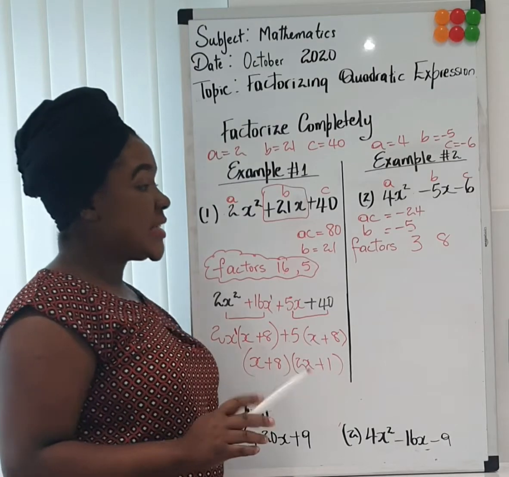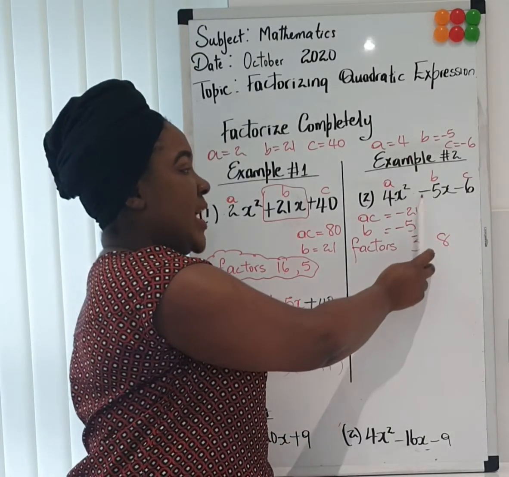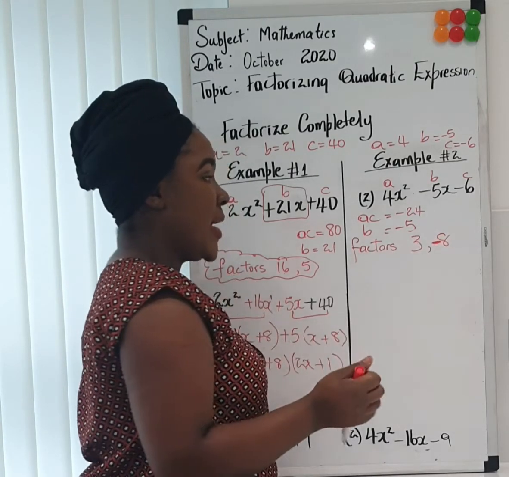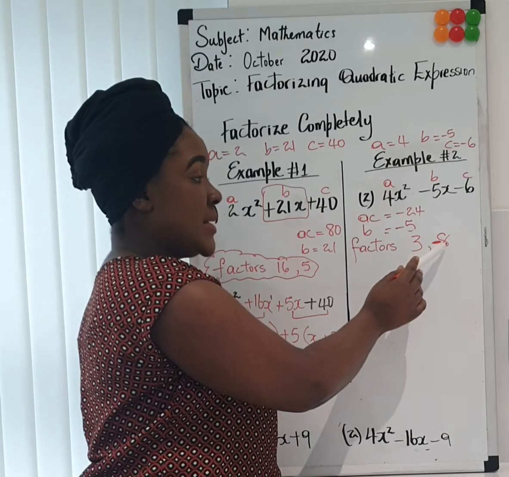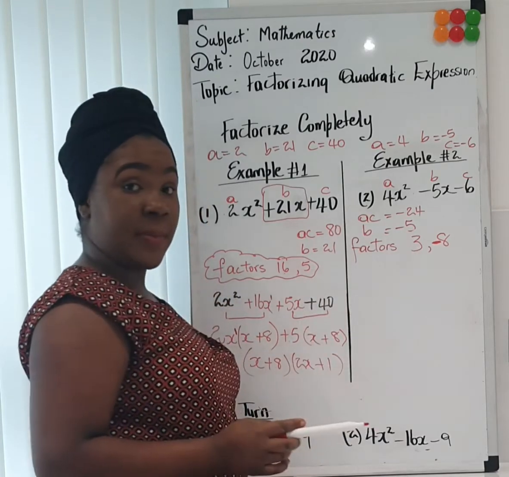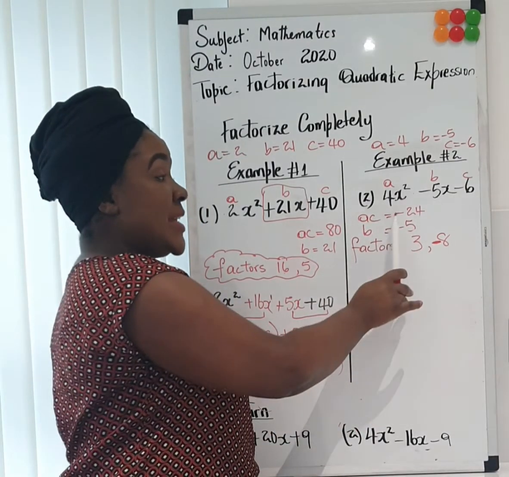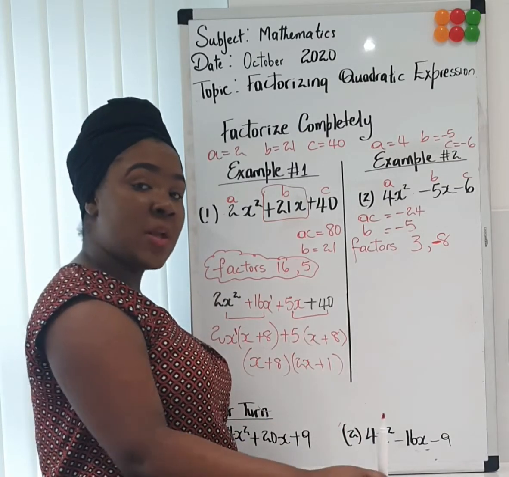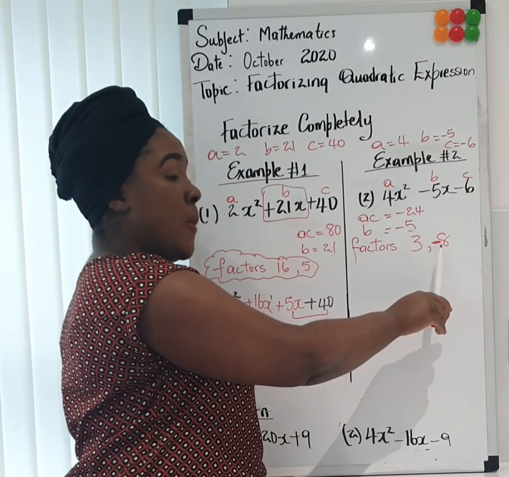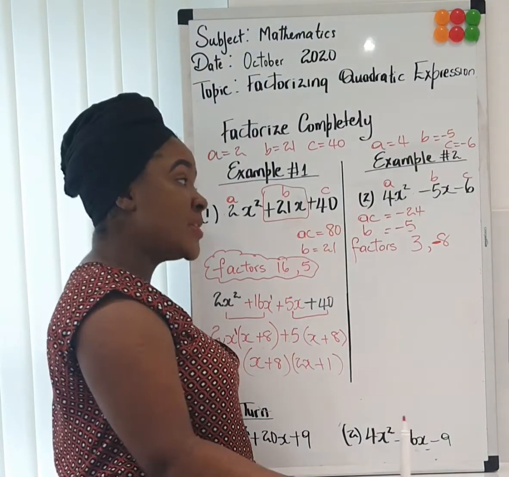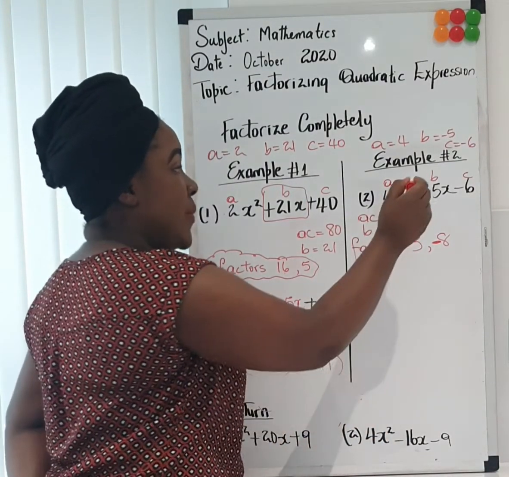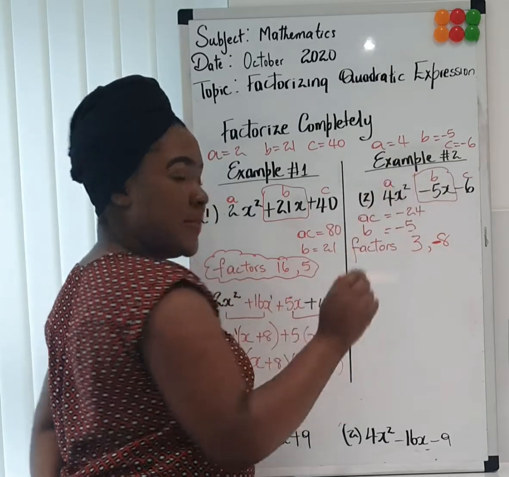Alright? So as relates to the signs now, if our B is negative, that means the bigger number is negative. So our negative term would be the 8 and our positive would be the 3. You remember me saying that the fact that AC is negative means one is going to be positive and one is going to be negative. And since the B is negative, the bigger number would be negative.